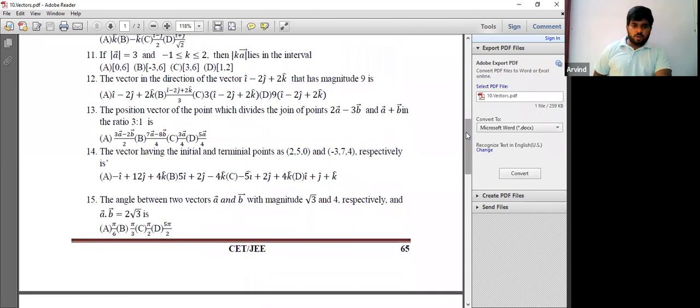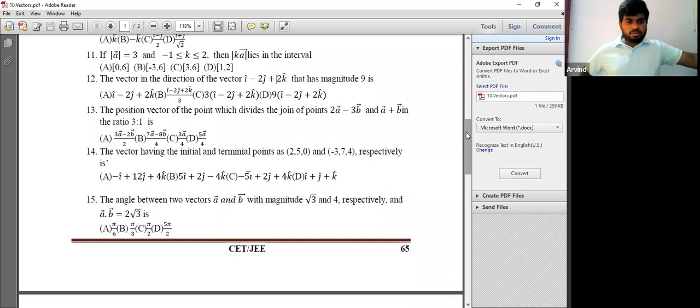The angle between two vectors A and B with magnitude √3 and 4 respectively. Mod A is √3, mod B is 4, and A dot B is 2√3. What will be the angle? Cos theta is equal to A dot B divided by mod A into mod B. In the first problem I put I cap, J cap. I'm sorry about it.